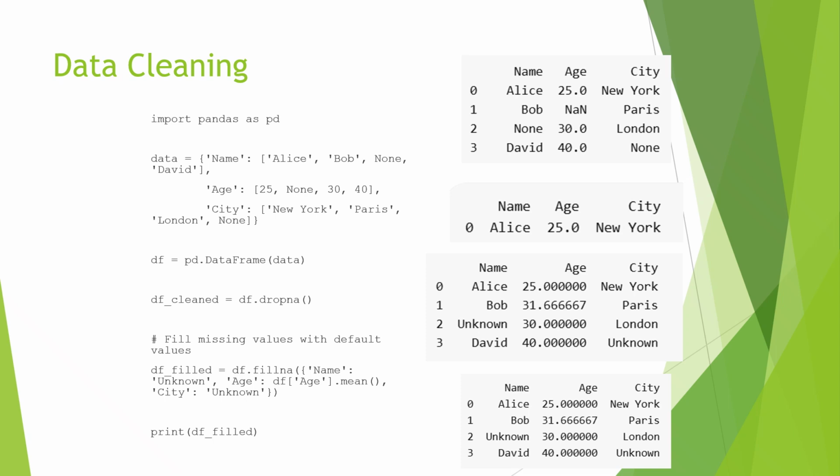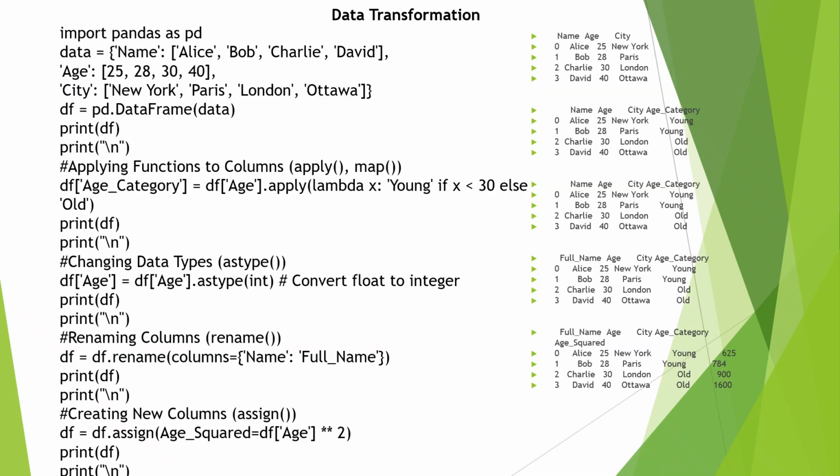To address this, the fillna function is used as an alternative where missing values are replaced with meaningful defaults. For example, missing names and cities are replaced with the value unknown, while missing age values are filled with the average age of the existing data. This approach preserves all the records while ensuring that the dataset remains complete and suitable for further analysis.